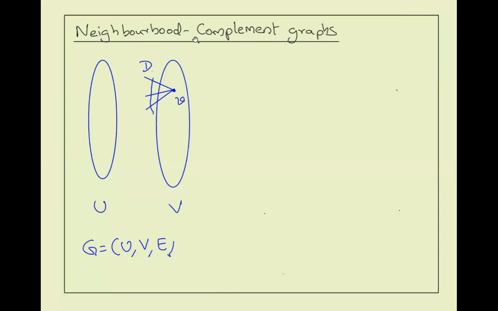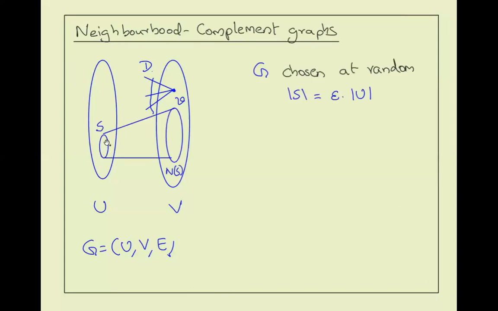This leads us to the definition of a neighborhood complement graph, which is defined as follows. Imagine that we actually choose a graph at random here, where every vertex in V chooses D random neighbors from the vertices in U. If we have a subset S of U of fractional size epsilon, and we denote the neighborhood of the set as N of S, we'll be interested in the complement of this neighborhood. S corresponds to the gates that are set to 0 in U, and the complement of the neighborhood corresponds to the gates that are set to 1 in V.